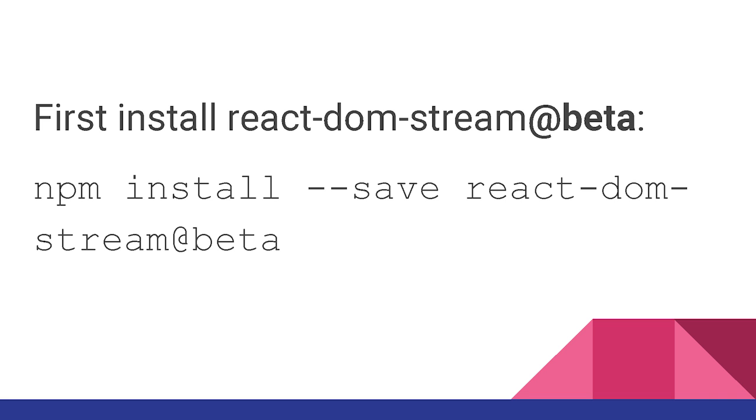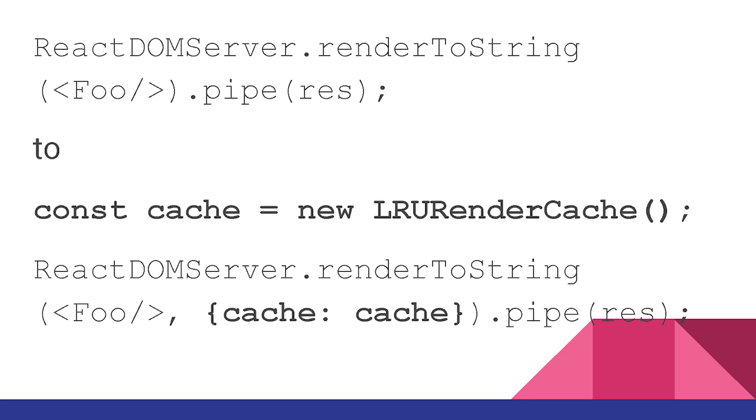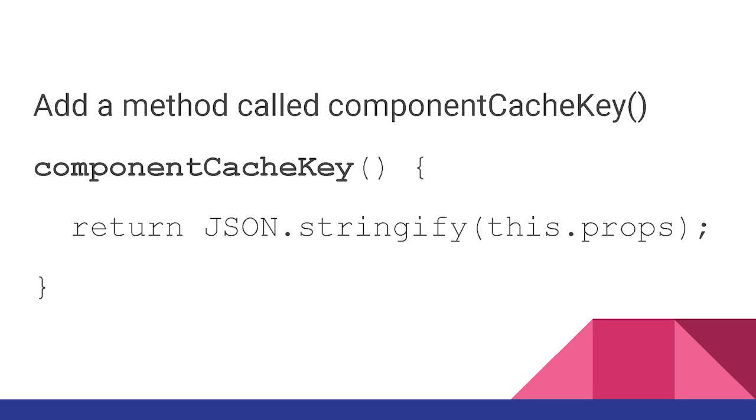So if you want to use it, install the beta. You really shouldn't use it. And then you need to add a cache object to the render to string method. It looks something like this. I'm going to go pretty quickly through this. Just add a cache to the end of that render to string. And then you need to actually have your component opt in, because it's really dangerous to cache if you don't have the right cache key. So basically, you have to implement a method in your component called component cache key, which outputs a string. And that string has to include all of the properties that are used as inputs to the render method.